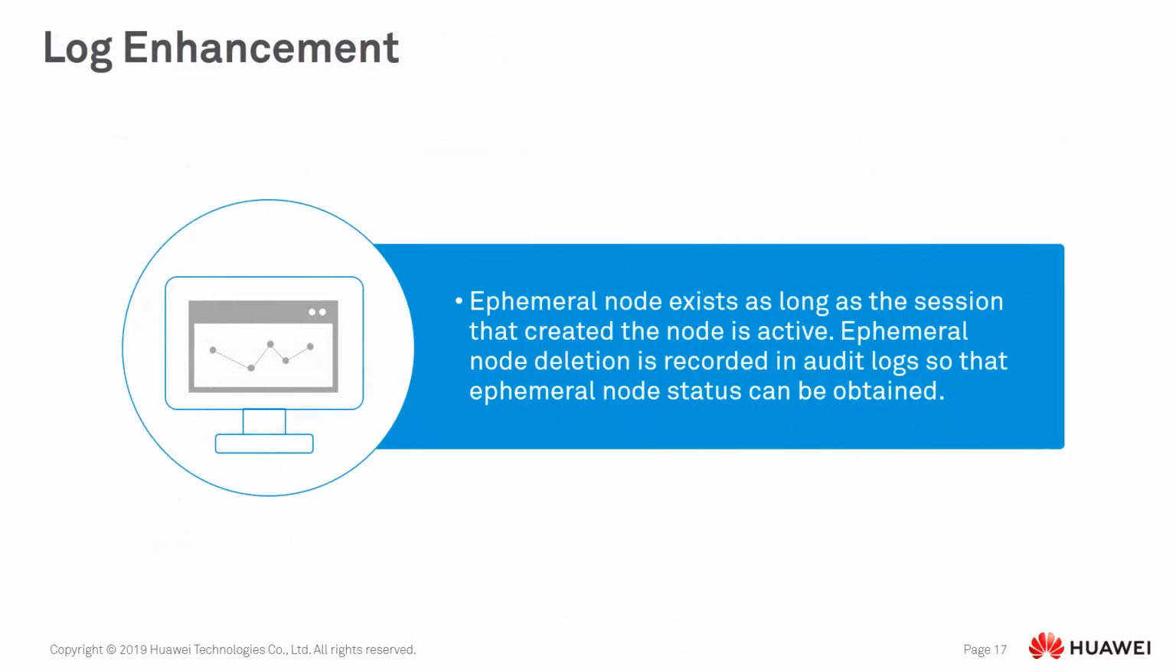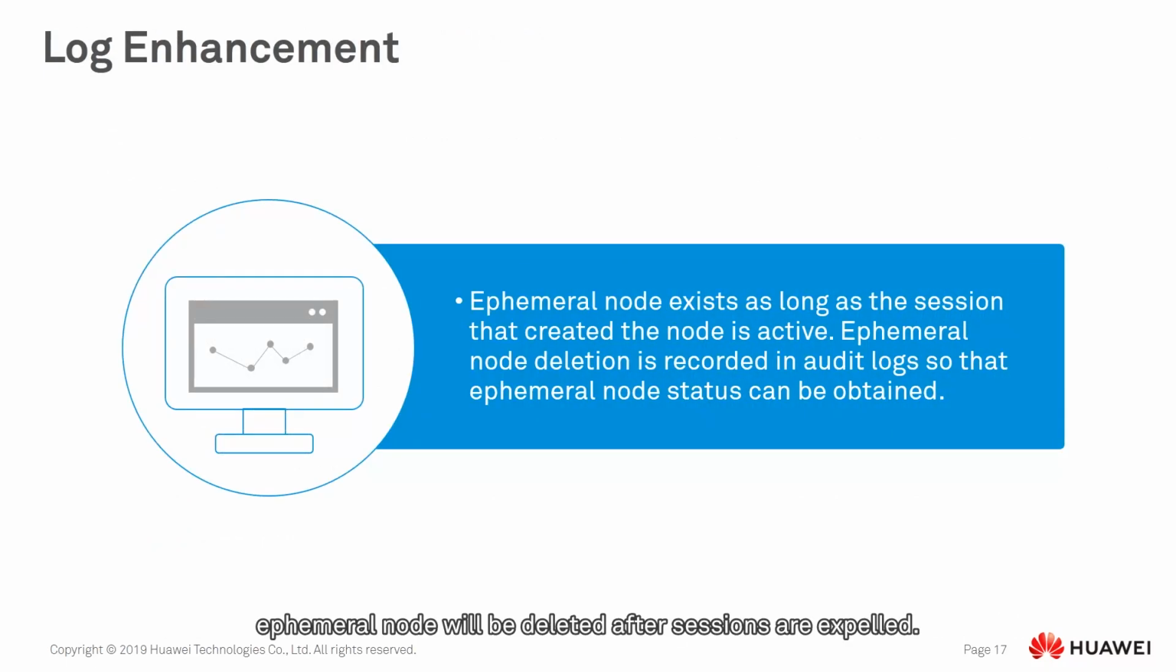In security mode, ephemeral nodes will be deleted after sessions expire. Therefore, such information is added to the audit log, helping understand ephemeral node status. Username needs to be added in the audit log for all the ZooKeeper client operations.